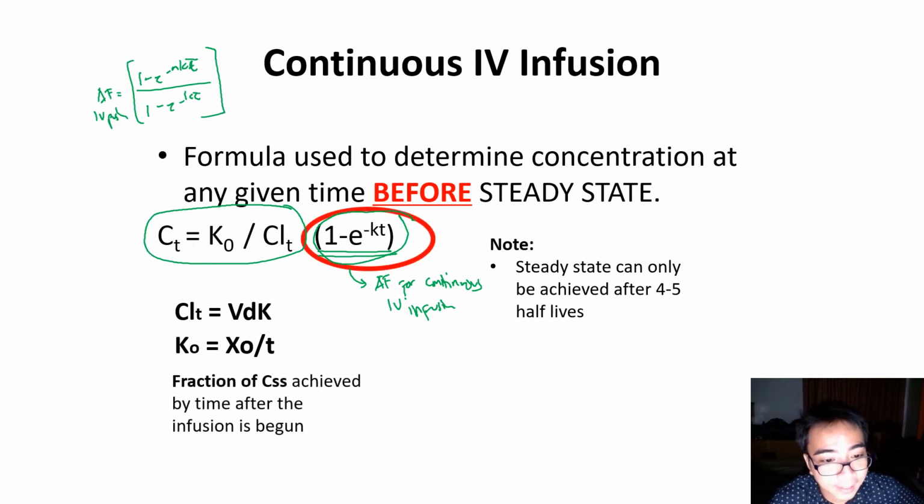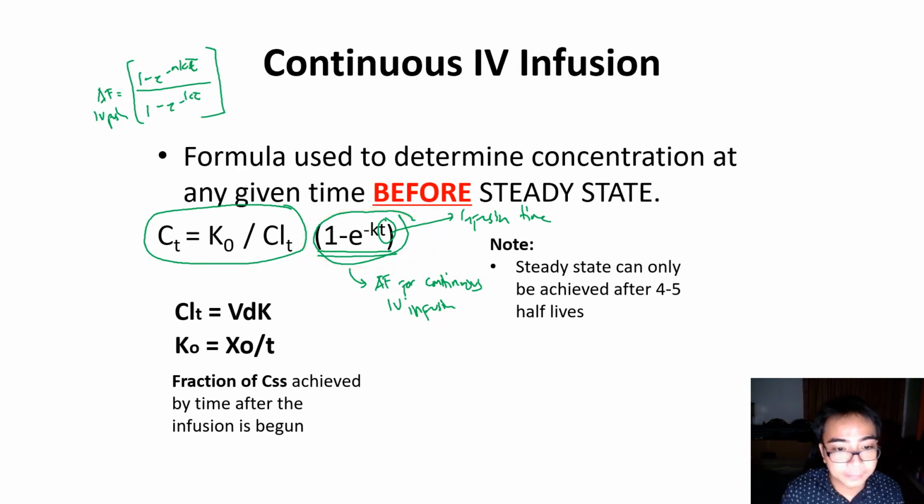And then class, the T here, okay, the more proper term for this one, class, is the fraction of CSS achieved by time t after the infusion is begun. Pero to make it a lot simpler, sabihin na lang natin yan yung accumulation factor for a continuous IV infusion. And the T here, class, refers to the infusion time. Okay, how long will you infuse the drug? Will you be infusing it for 8 hours? Will you be infusing it for 24 hours? Continuously. Ibig sabihin, hindi tumitigil. Okay, so tuloy-tuloy lang yung pag-infuse niya. So that is your infusion time.